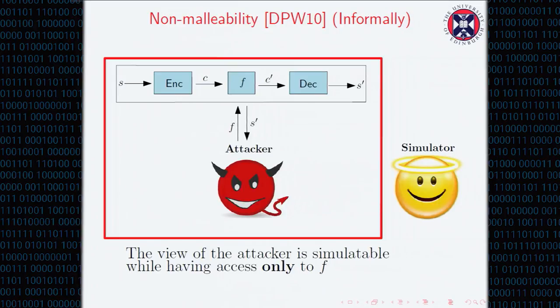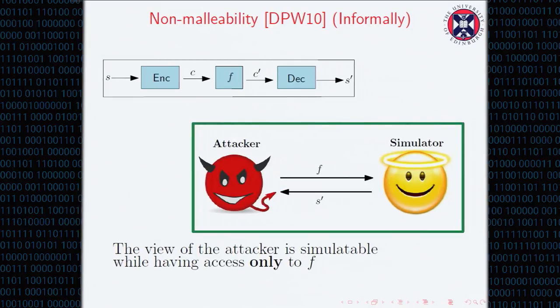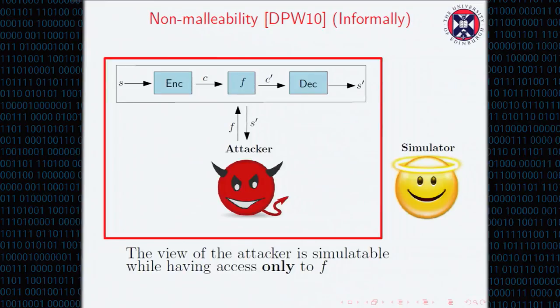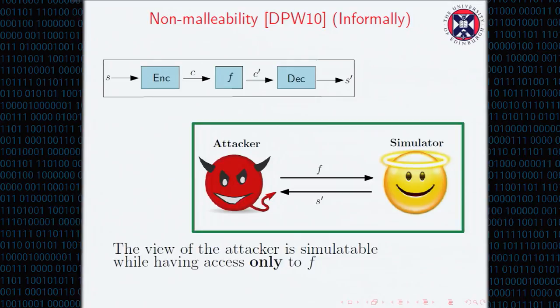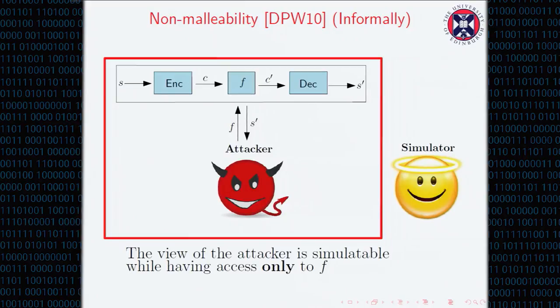So non-malleability means that for this attack, we have a simulator, this guy here, and the interaction between the attacker and the experiment in the red box can be simulated by the simulator that we have here. Basically, this means that the attacker cannot distinguish if he is in the green box or in the red box. But you can see that here we can simulate the tampering attack on the green box without having access to the original message. So we can simulate the attack by only having access to the tampering function, which basically means that the attacker by tampering does not gain any sensitive information related to our private message S, which basically means that this attack is useless, right?